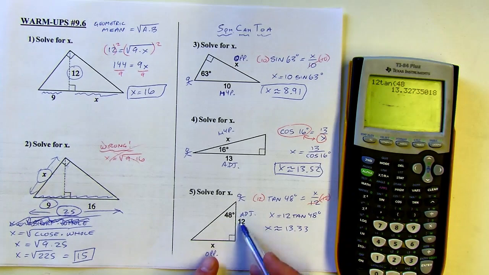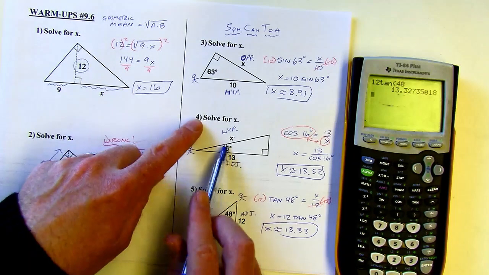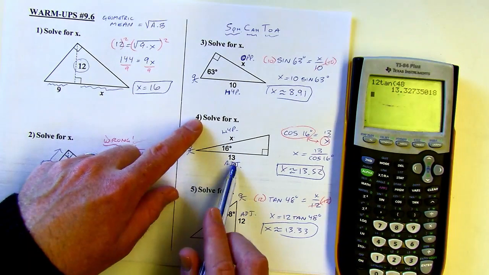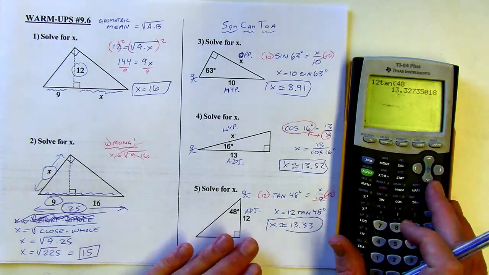Okay, that seems to fit pretty good with the 12, right? On the last one, 13.52. Hey, I knew the hypotenuse was going to be longer than the leg, so those numbers all feel pretty reasonable.